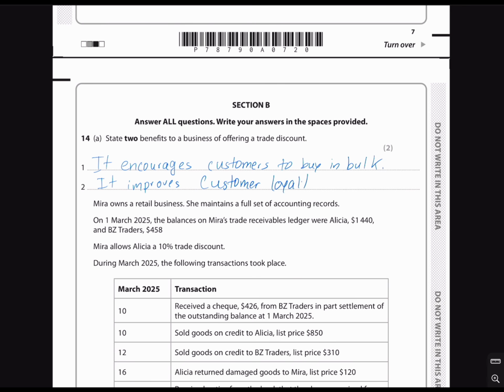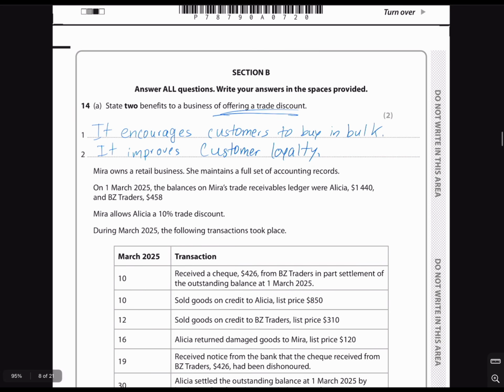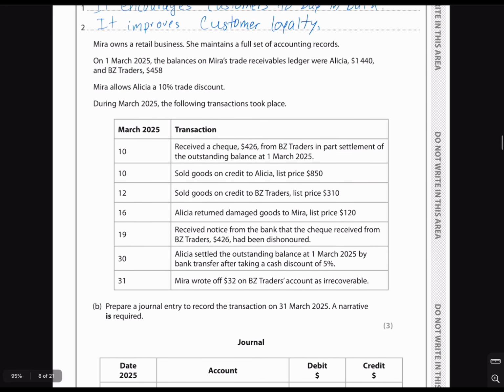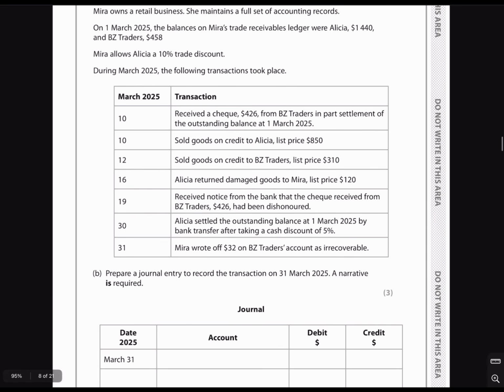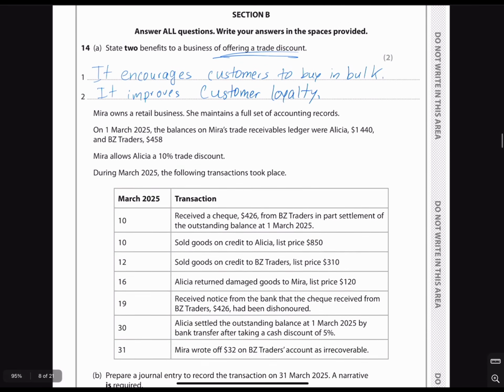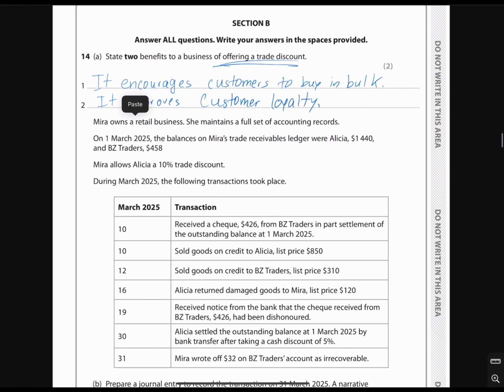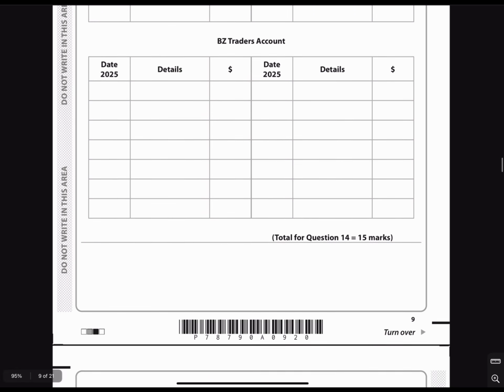So trade discounts are usually given to encourage bulk buying, and it helps to increase sales because you are giving discounts on buying in large quantities, or you are giving discount on invoice. So this too would be good enough. Now the next up we have journals, right? So we have ledger accounts as well, right? Let's start.